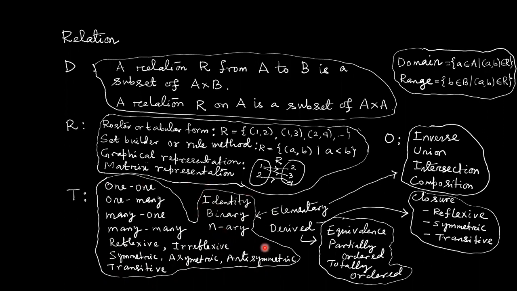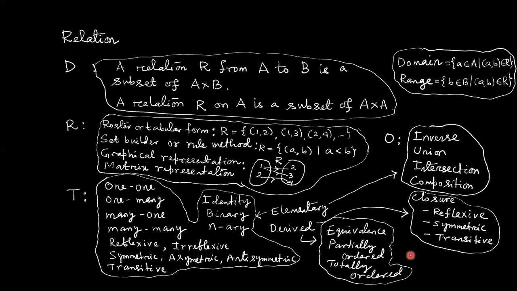Also, from these elementary types, we can have some derived types of relation. One is equivalence relation, partially ordered relation, totally ordered relation. That means when we have a relation which is reflexive, symmetric, and transitive, that's an equivalence relation. Similarly, a relation is partially ordered if it is reflexive, antisymmetric, and transitive. So these are all derived relations.